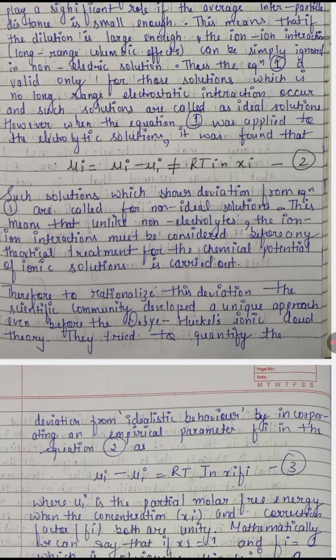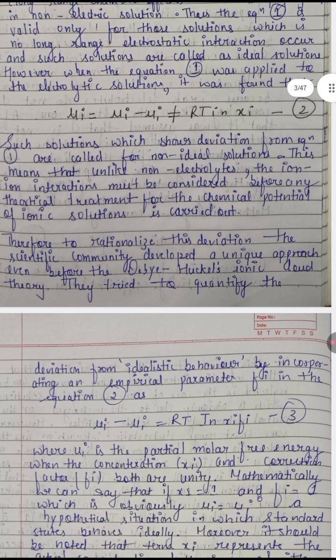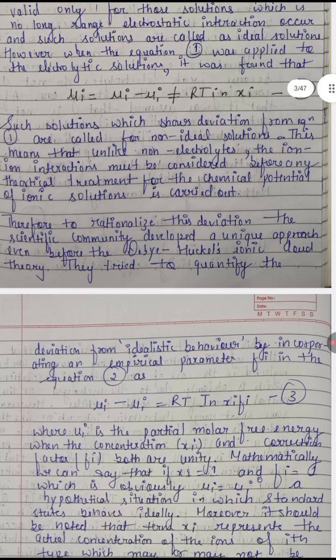This means that if the dilution is large enough, the ion-ion interaction, the long range Coulombic effects, can be simply ignored in non-electrolytic solutions. Thus, equation 1 is valid only for those solutions in which no long range electrostatic interaction occurs, and such solutions are called ideal solutions.